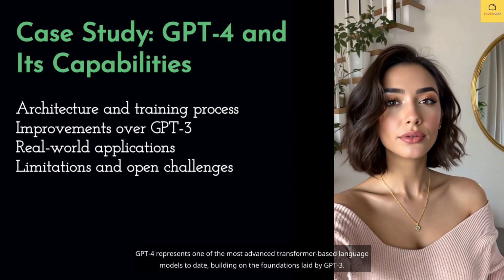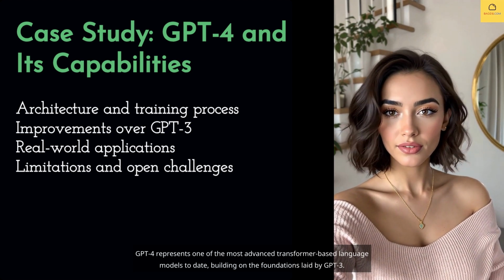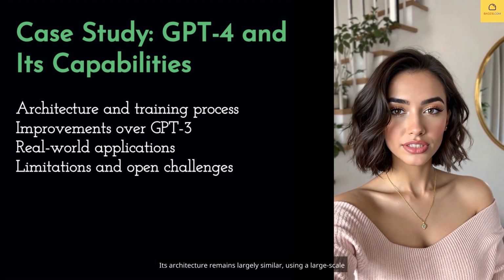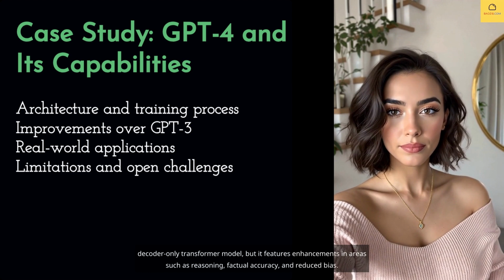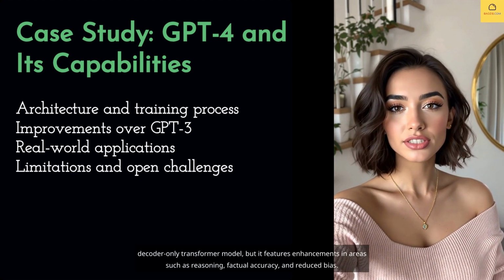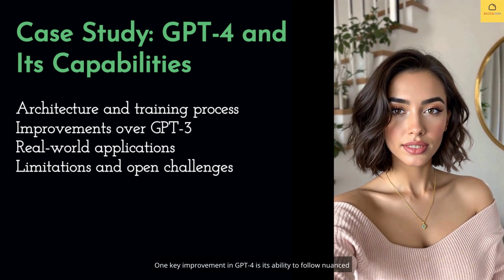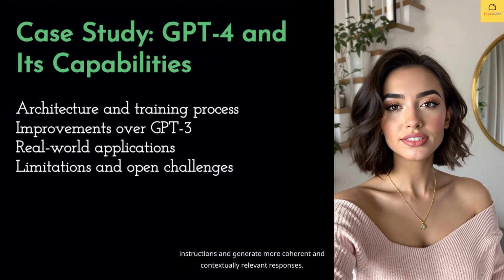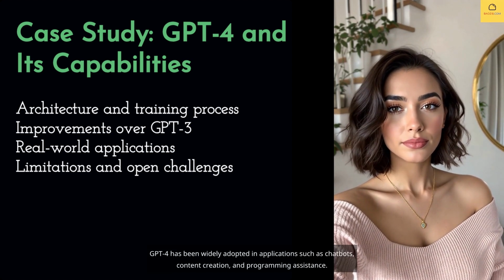GPT-4 represents one of the most advanced transformer-based language models to date, building on the foundations laid by GPT-3. Its architecture remains largely similar, using a large-scale decoder-only transformer model, but it features enhancements in areas such as reasoning, factual accuracy, and reduced bias.